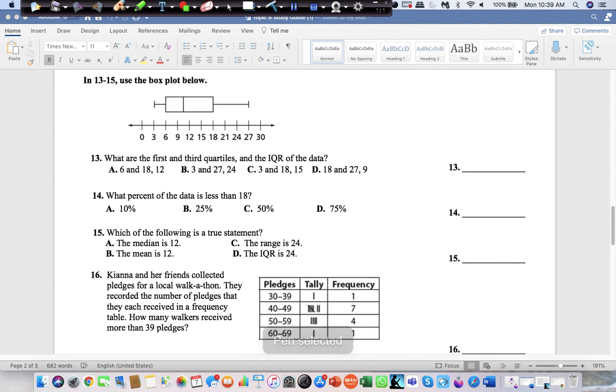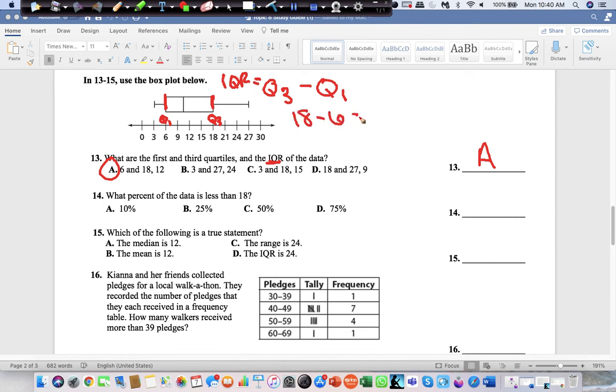Use the box plot below to help for our data. What are the first and third quartiles? Remember, this is our first quartile, Q1, and this is our third quartile, Q3. So 6 and 18. The only one that has 6 and 18 is A, but we can go on and also find what they ask for is your IQR, which is Q3 minus Q1. That is your IQR. Okay, so in this case, it would be 18 minus 6, which is 12. So 12 would be your IQR here.